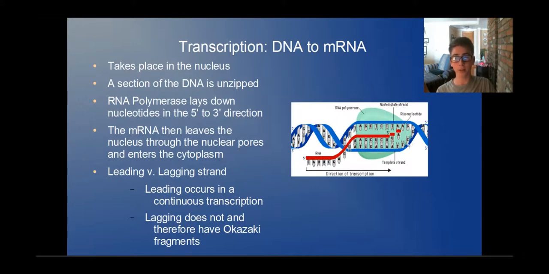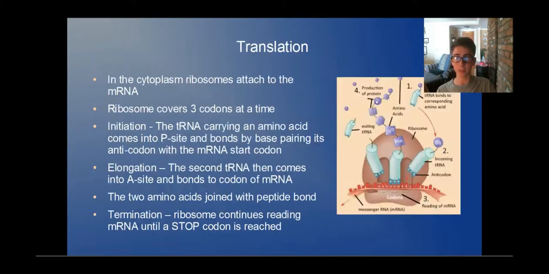And in transcription, you have your leading strand and your lagging strand, and your leading is the continuous transcription, which goes from the 3' to the 5' continuous. And then the lagging doesn't, and it forms the Okazaki fragments because it keeps having to go back and catch up with what it was doing.